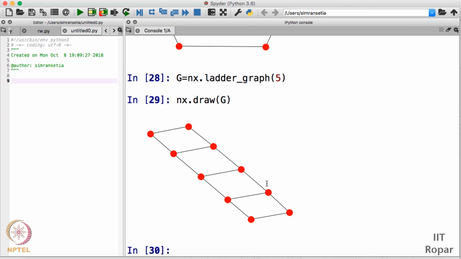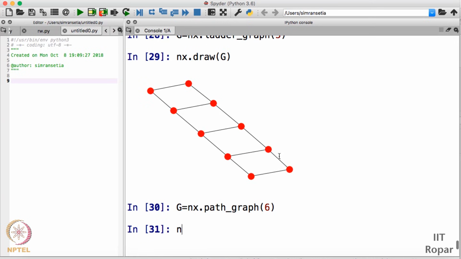Next is a path graph. So I'll write G equal to nx.path_graph and supply the number of nodes present in this path graph. I'll say 6. nx.draw(G).